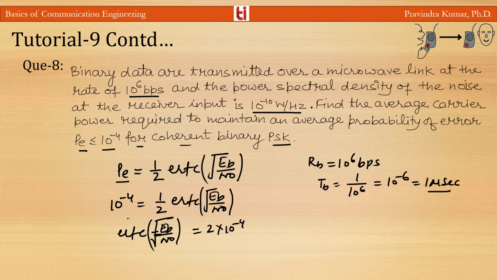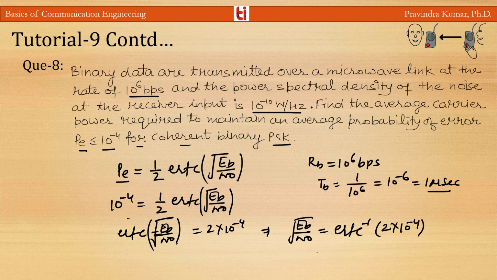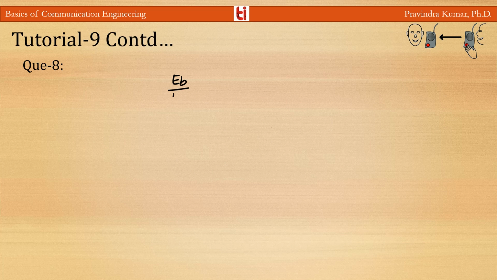Or from here we can have under root EB by N naught equal to ERFC inverse of the complementary error function of 2 into 10 to the power minus 4, and from the table of ERFC it is 2.63. So under root EB by N naught is 2.63.